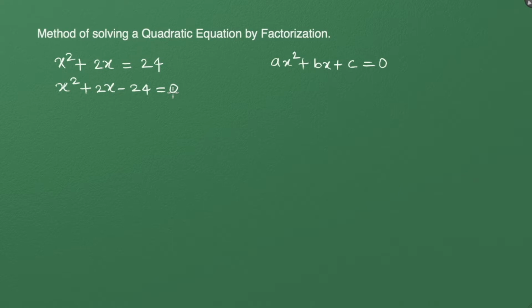The second step is we need to multiply a and c. So a here is 1 and c is minus 24. So 1 multiplied by minus 24 equals minus 24. Now we need to find two numbers such that when multiplied gives a times c and upon addition gives b.